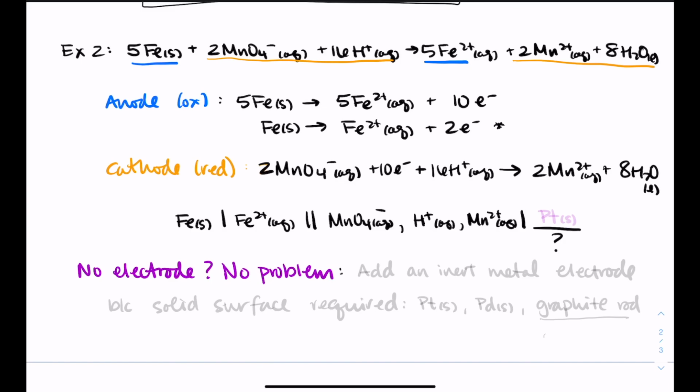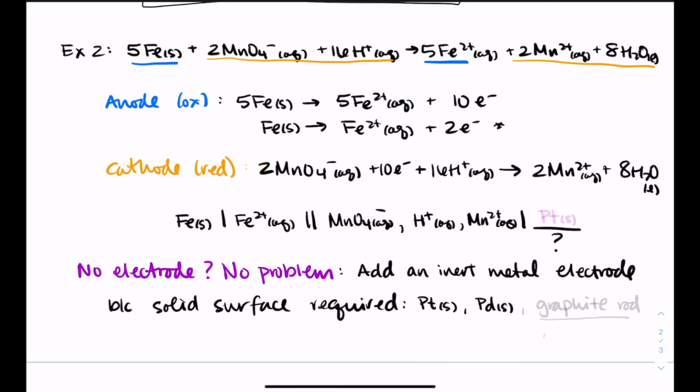The things that work, you could use solid platinum, solid palladium. What you'll do in lab is you'll use a graphite rod, which graphite is just carbon, but the way that the carbon atoms are bonded to each other allows it to move electrons and transfer electrons very nicely. So you will need to add an electrode for any that do not exist.